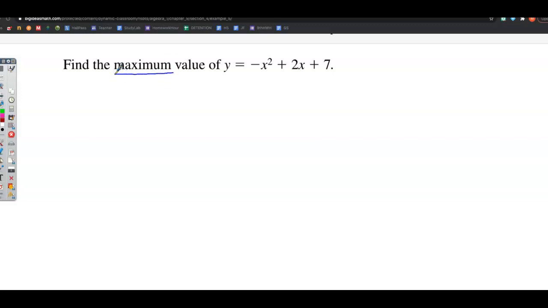So Truman, what's the first step? Well, first step is you subtract 7. He is paying attention. Alright, so yes, you do subtract 7. So then I would get what?